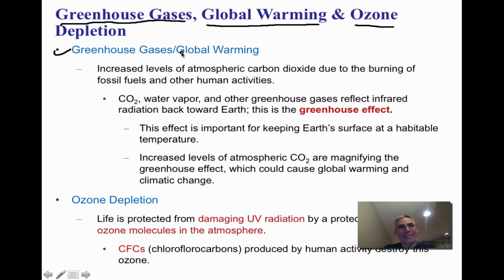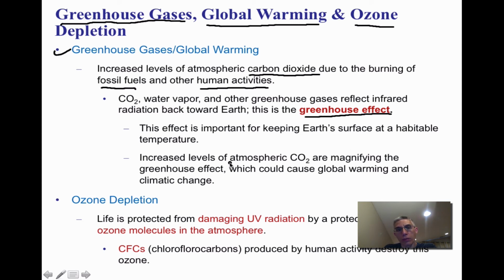Now, greenhouse gases or global warming basically refers to the increased levels of atmospheric CO2, or carbon dioxide, that is primarily due to the burning of fossil fuels and any other human activities on this planet. So, CO2, water vapor, and other greenhouse gases reflect the infrared radiation back towards the Earth. And so, this is something that's normal. In other words, this is something that needs to occur. This causes something called the greenhouse effect. In other words, this helps to keep the surface of the Earth warm. So, it's something that's supposed to happen.